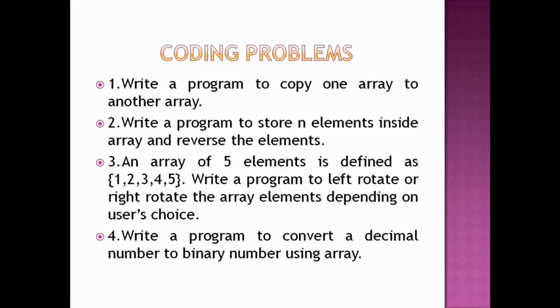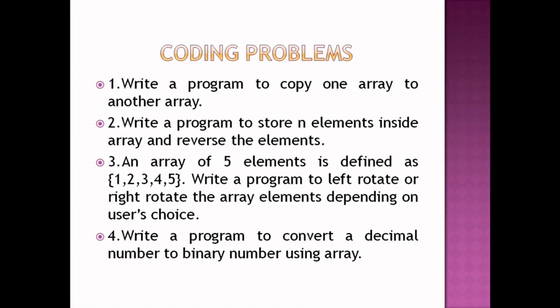Let's go to the next problem. The second problem is: write a program to store n elements inside an array and reverse the elements. That means we have to store n elements inside the array and write a program which can reverse them. The first position number will go to the last position and the last position number will come to the first position. Similarly, the second position number will go to the second last position, and the second last position number will come to the second position. So we are exchanging their positions, we are reversing their order.